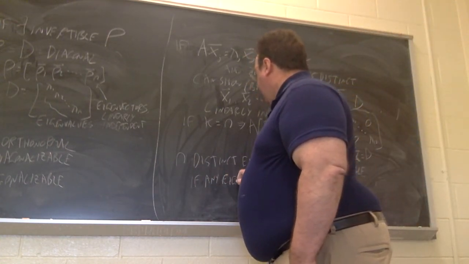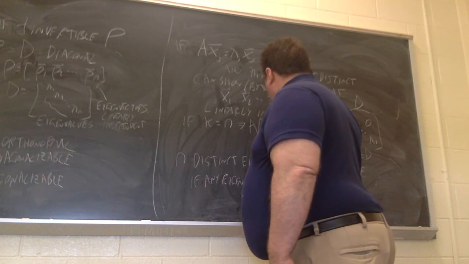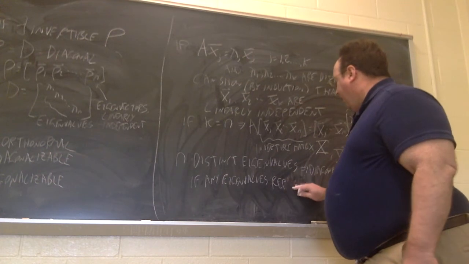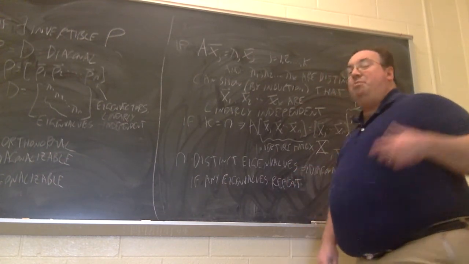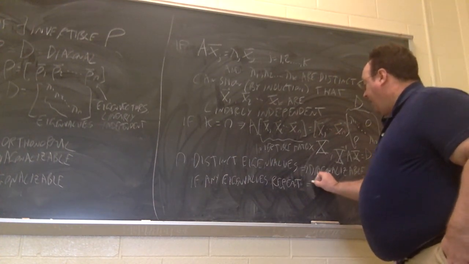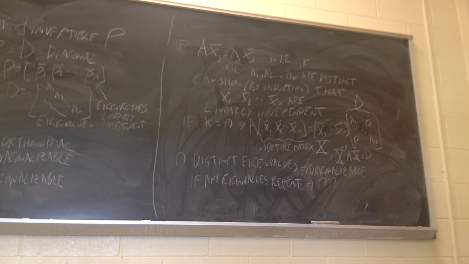The other possibility is that one or more of these eigenvalues repeat. In other words, at least one of these eigenvalues is a multiple root of the characteristic polynomial. In that case, it's uncertain. A might still be diagonalizable, it might not be. It just depends on the matrix. So I can come up with examples where either one may happen.